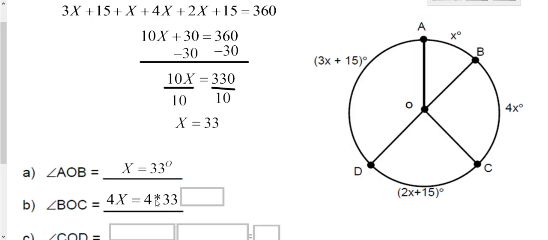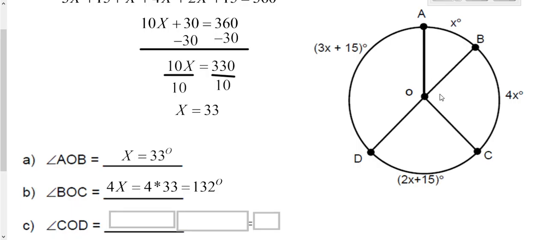I use this little star for the times sign right now. Okay. I need to pause. So 4 times 33, you can check my math, is 132.